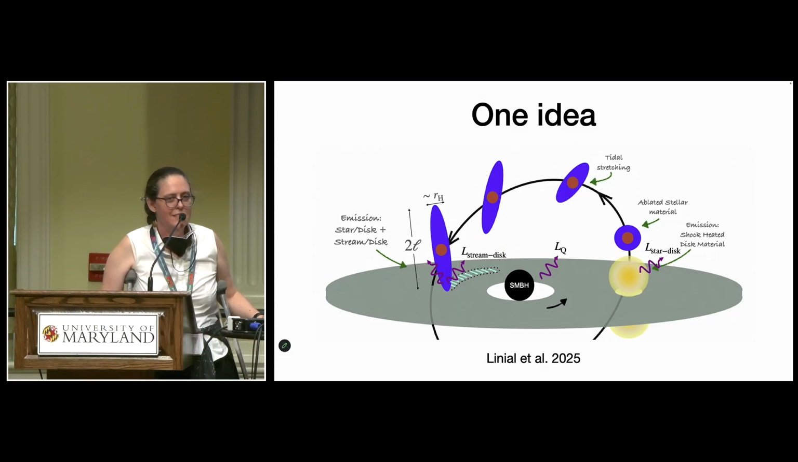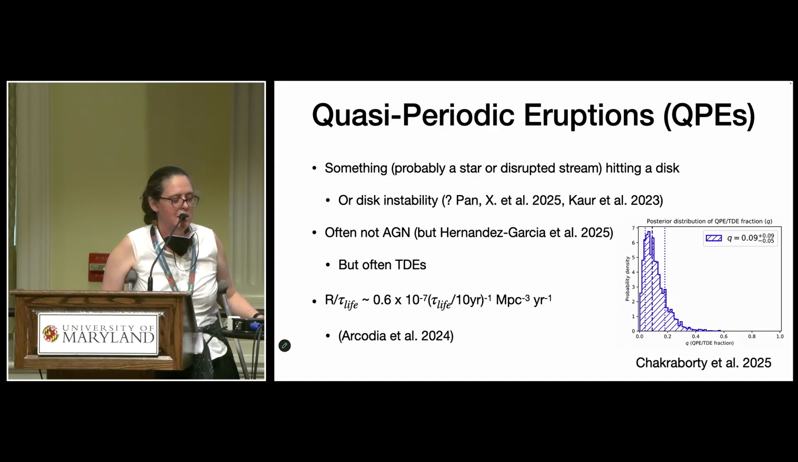I was talking about AGN, right? It's not an AGN disk, except sometimes it is. So it's probably a star, or potentially a tidally disrupted stream from a star, hitting a disk. Some people have suggested it's a disk instability, but that timing is really suspicious. Even if it's a disk instability, it could be triggered by something orbiting. It's often not in an AGN, although there are some, but they are often in tidal disruption events or places that had a tidal disruption event recently. And so the disk that is being struck is not an AGN disk, but a TDE disk. So you have a star that got shredded and forms an accretion disk temporarily.